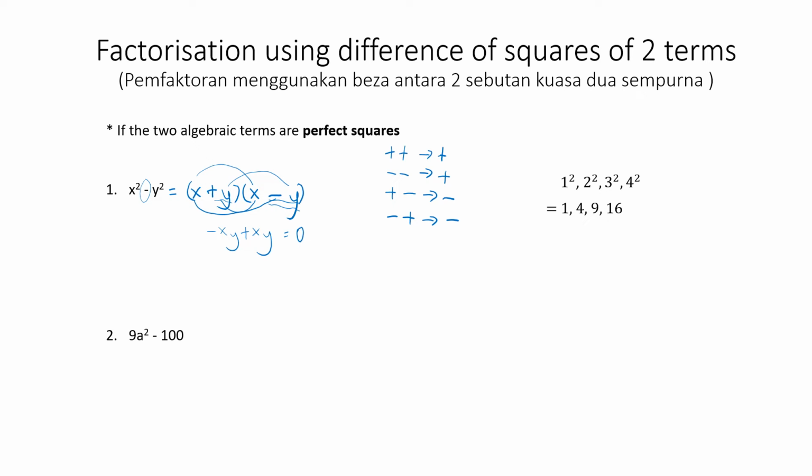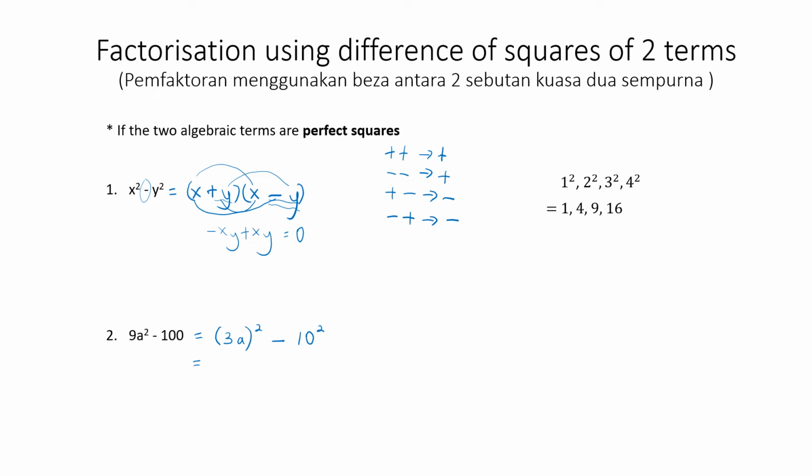For the second question, you must have two brackets. So for this, we need to find out the number for the perfect square. So you need to find out the square root of the number. So 9a squared is actually 3a squared. So this is a perfect square, a square of 3a. And minus 100, 100 is actually 10 squared.